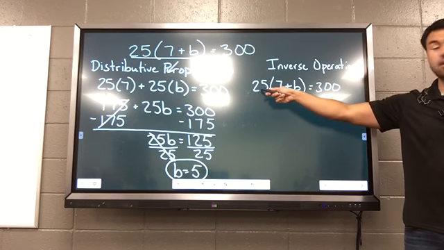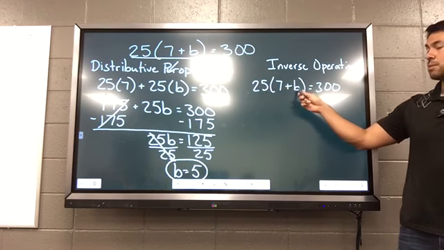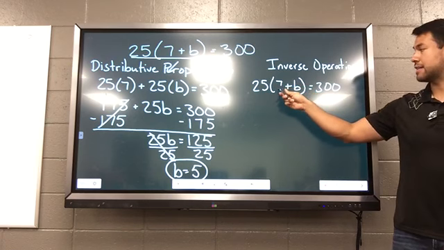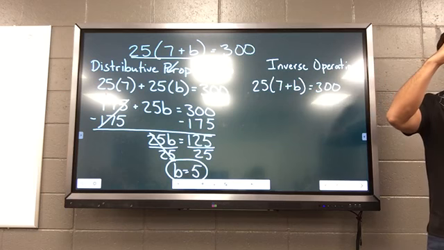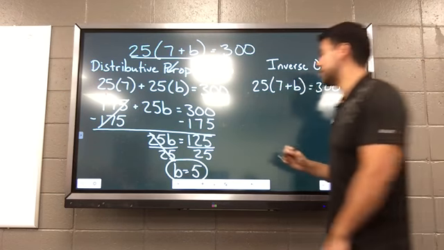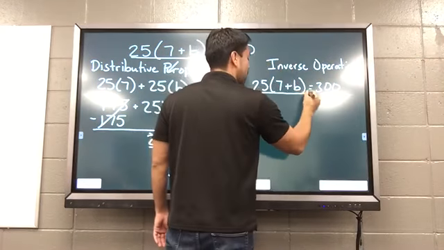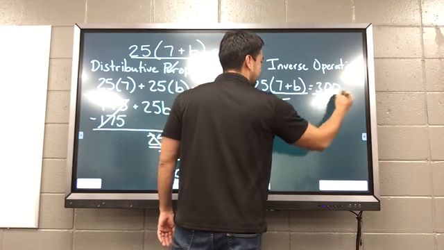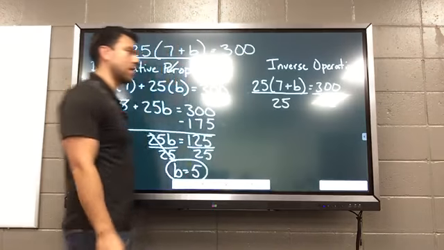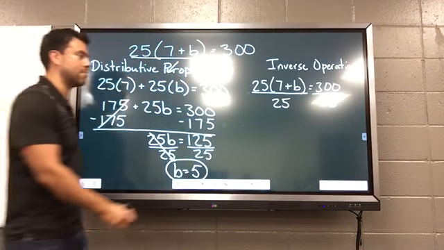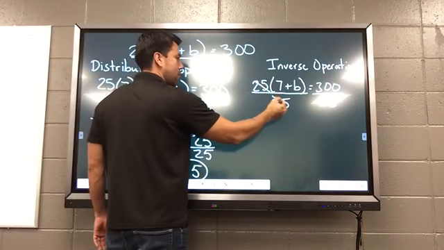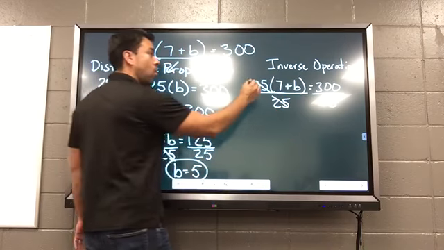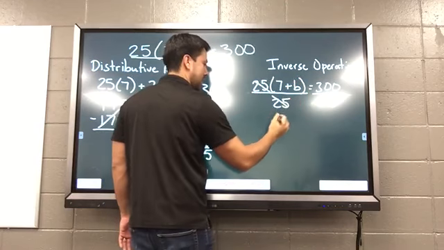Multiplying by 25, because remember, what's happening to B first? First it's being added, then multiplied, so you have to do it in reverse order. So we divide both sides by 25. You're like, whoa, how do you do that? What's 25 over 25? 1. What's 1 times 7 plus B?